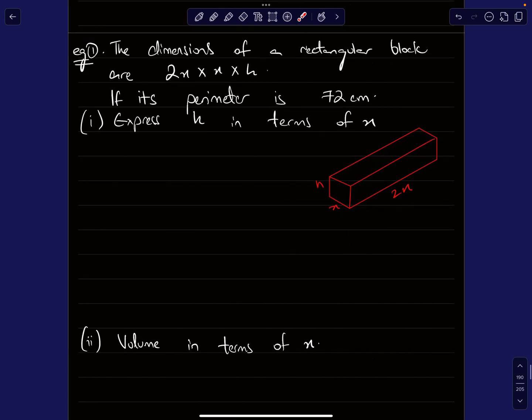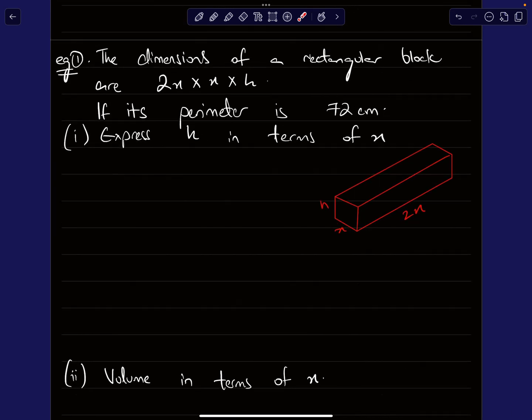We'll take two examples. Let's say we are given a rectangle with dimensions 8x by 2x, and we are given that its perimeter is 72 centimeters. So the first part is express h in terms of x.